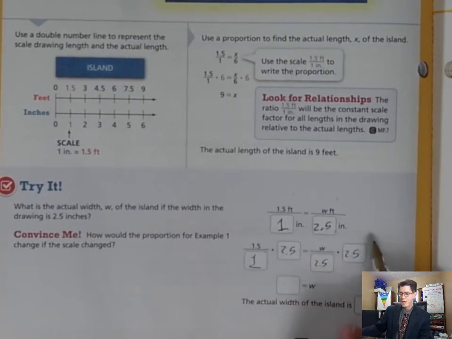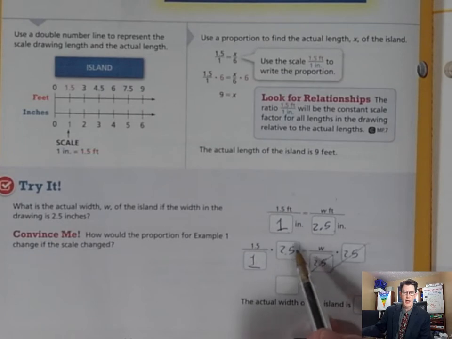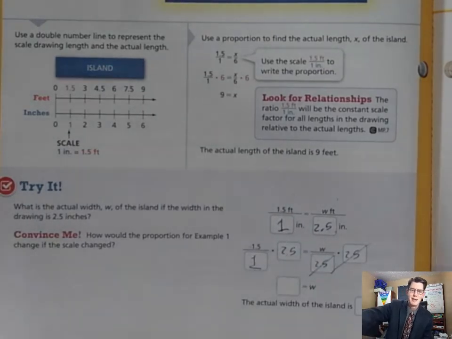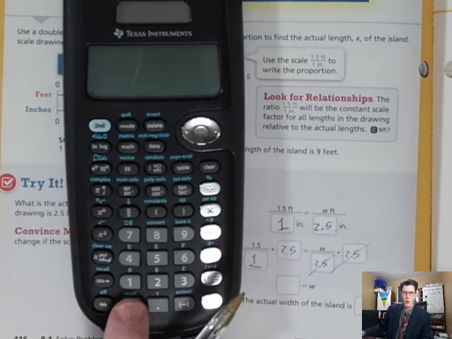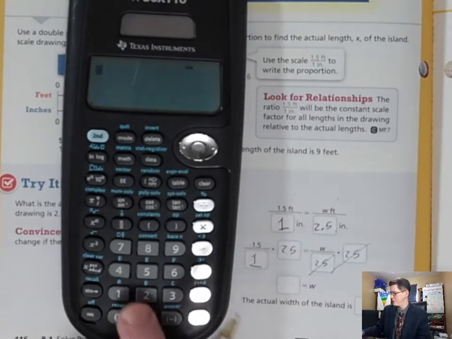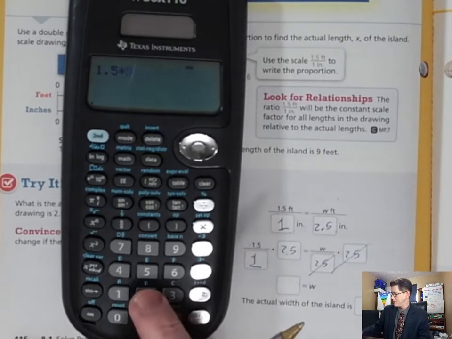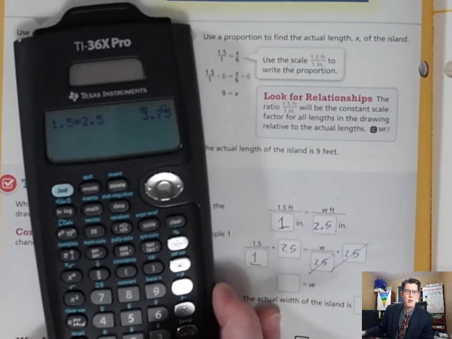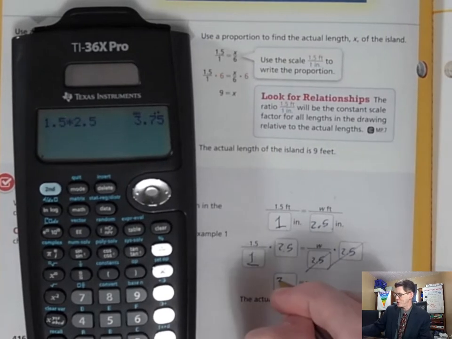Fill in the rest of them. So these go to 1, and 1.5 times 2.5 goes right here. And I have no idea what 1.5 times 2.5 is. 0.5 times 2.5. I hope I get 3.75 or something. Yep, 3.75. So that's the actual width.